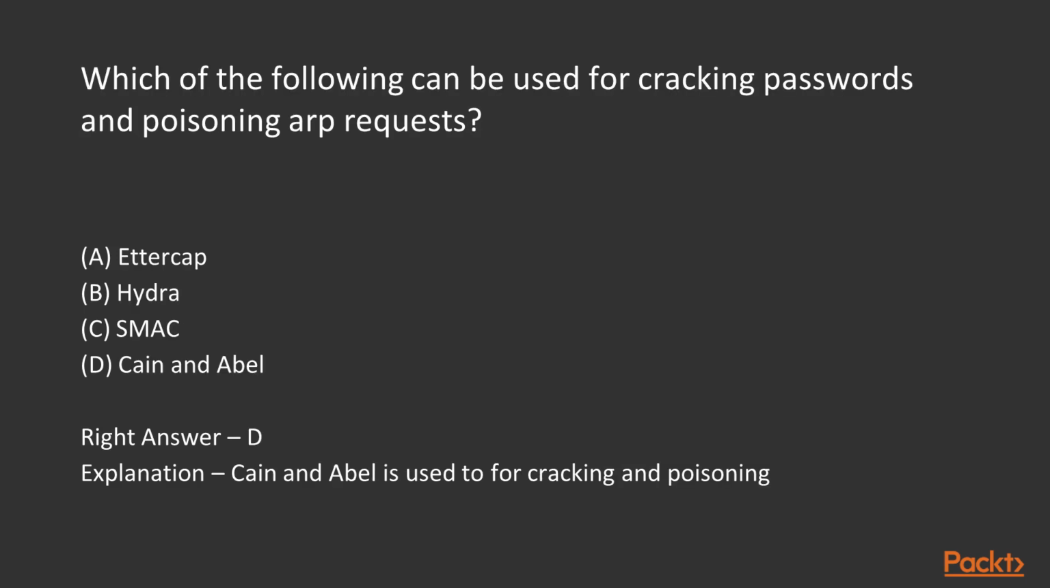Which of the following can be used for cracking passwords and ARP poisoning? So Ettercap is basically MITM, doesn't provide ARP. Hydra is for password cracking. SMAC is for MAC changing. Obviously D is the right answer. Cain and Abel is used for cracking and poisoning.